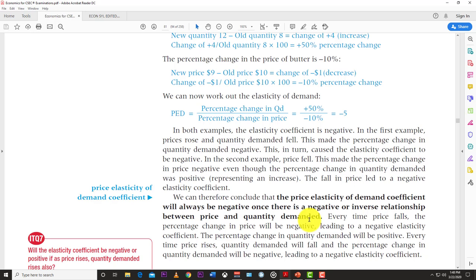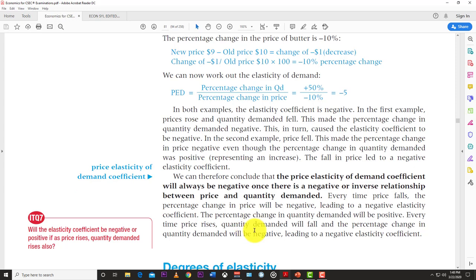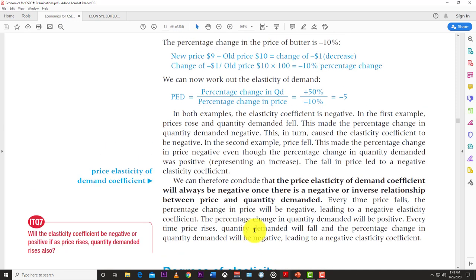The price elasticity of demand coefficient will always be negative because there is a negative or inverse relationship between price and quantity demanded. Just how it is. Every time price falls, the percentage change in price will be negative, leading to a negative elasticity coefficient. The percentage change in quantity demanded will be positive. Every time the price rises, quantity demanded will fall, and the percentage change in quantity demanded will be negative, leading to a negative elasticity coefficient.